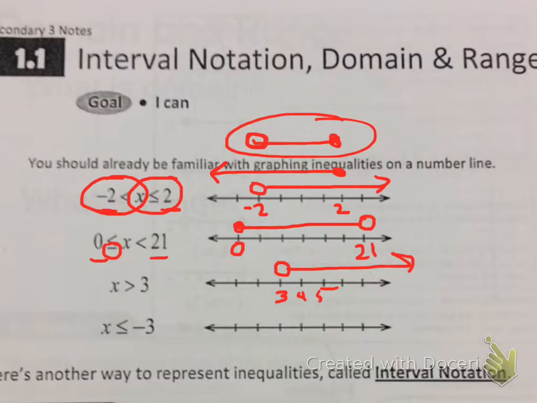Our last one here is x is less than or equal to -3, so put -3 on your number line somewhere. And if this is -3 on our number line, then we're going to have a solid dot there because it's equal to. And we're graphing all of our x values that are less than -3, which is in the direction to the left. So that's our quick review of how we graph.